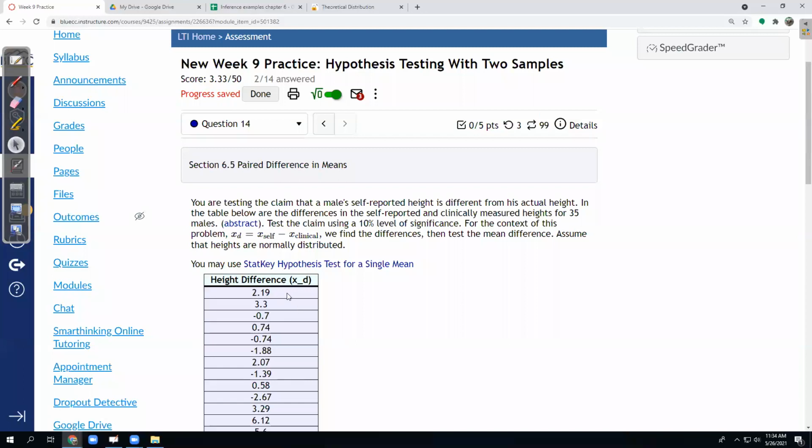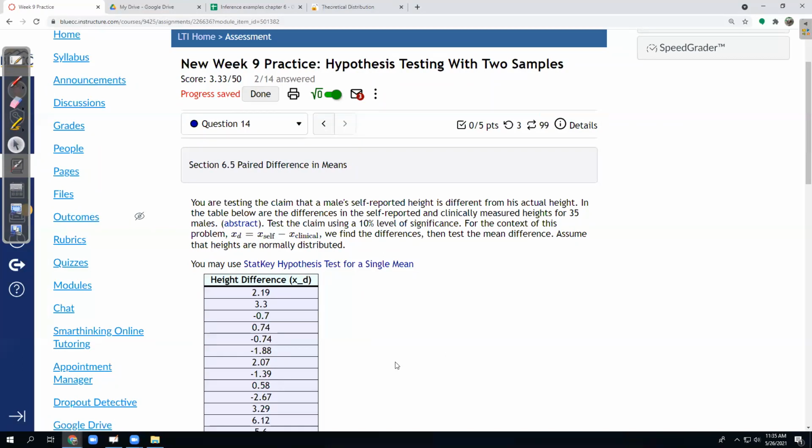So here I'm only displaying the difference, not their self-reported height or their clinically recorded height. I'm just presenting the difference. And if we did have both data sets, we would just subtract them when they're paired like this. So this is a different procedure than when they're independent. And basically this procedure is just like the regular hypothesis test we were doing before. We could copy this data into StatKey to do it too.